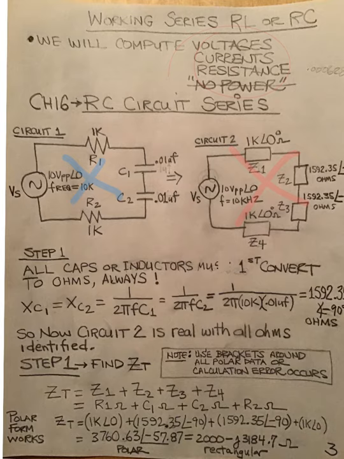They are not in ohms. They are in microfarads. And so, as you can see down here in the green in step 1, all the caps and inductors must first be converted to ohms. When? Always. So our first step down here in blue is to find X sub C1 and X sub C2. Now, this particular problem, they're exactly the same, so there's no need to do the calculation twice.